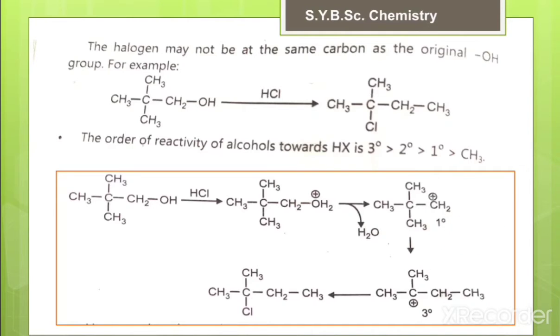Then this carbocation rearranges. Here there is shifting of one of the methyl groups. A 1,2 shift, that means this methyl group will shift. Then the primary carbocation will be converted into a tertiary carbocation. And in the last step, there is attack of Cl minus. Finally we'll get the product.